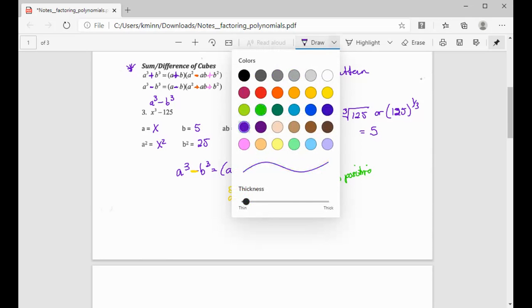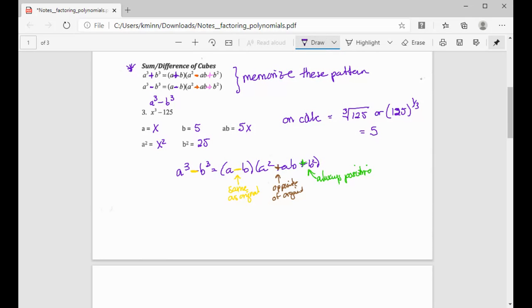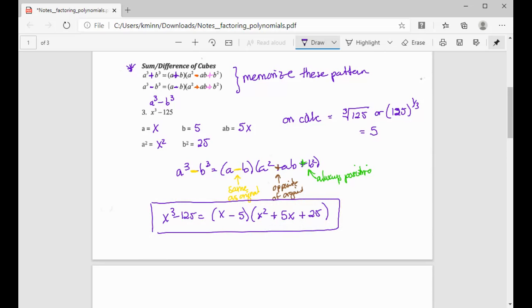Okay, so now finally our expansion for these particular values, we have x cubed minus 125. Expanding that out, a was x, minus our b value, which is 5. Our a squared value is x squared. We are going to add our ab, and then we are going to add our b squared. And this is your expansion for the difference of cubes. This is completely factored.